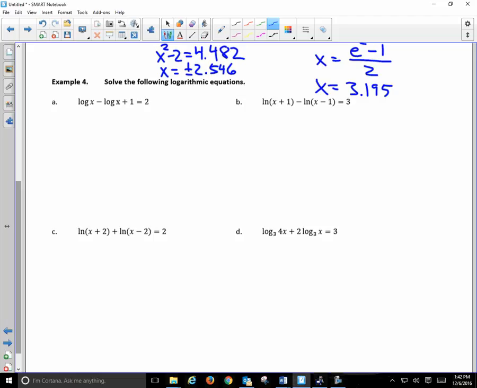So this is supposed to be x plus 1. I could create 1 logarithm by writing this as log of x over x plus 1. Now I want to get rid of the logarithm. What base do I take? I create a base of 10. If there isn't a base written, the base is understood to be 10.